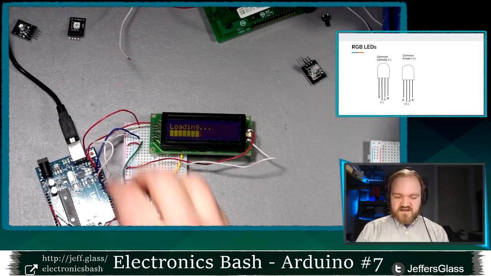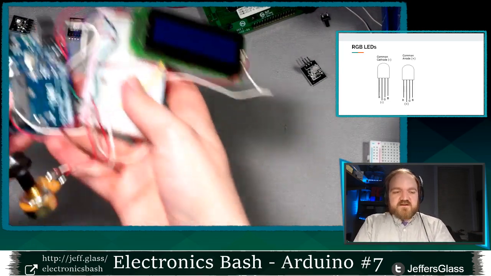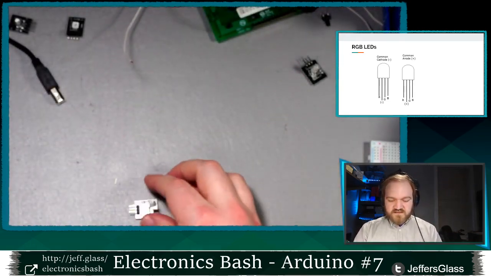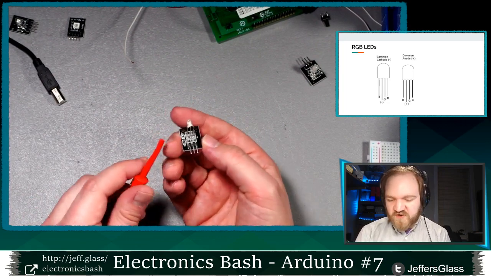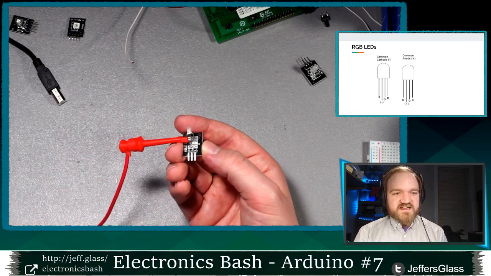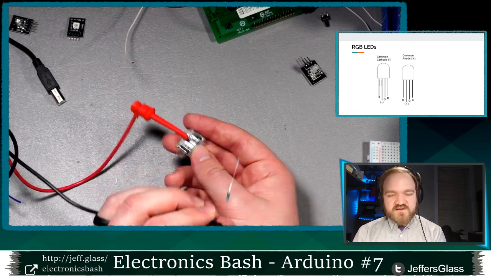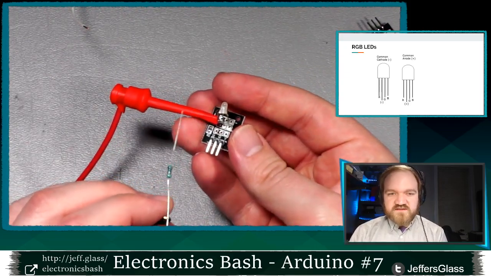Let's zoom out a little bit there. And I'll tell you what, let's get this guy out of the way. So what I'm going to do is take my other probe here and connect it directly to any of the three leads on my LED. And then I'm going to take my resistor, I'm going to zoom back in now, and just run it across.